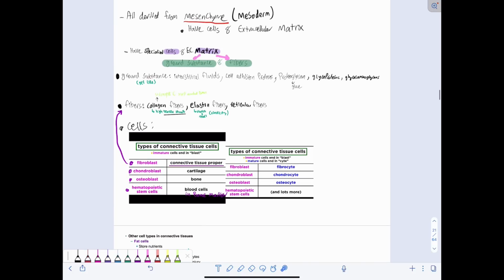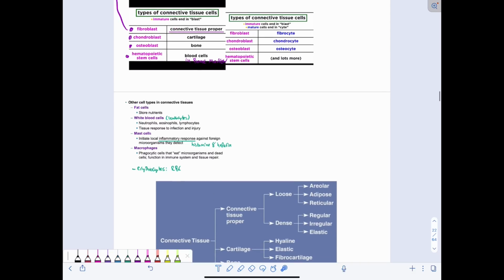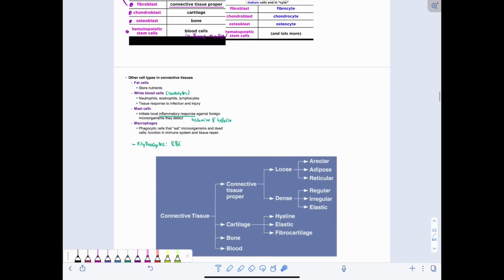That's that for there. Okay. Yeah, there are other types of cells too. There are fat cells. We call these adipocytes, right? They store nutrients. There are white blood cells, which are also called leukocytes. Leuko meaning white. Those are composed of neutrophils, eosinophils, lymphocytes, and their main job is to respond to infection and injury. There's also mast cells.